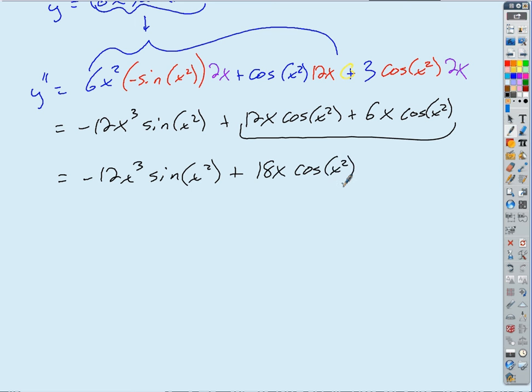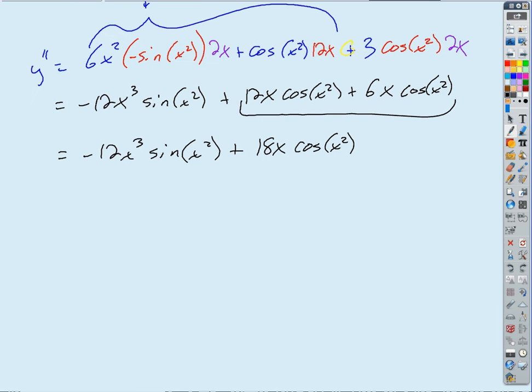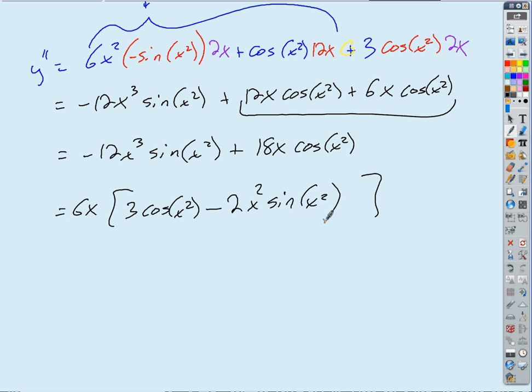So what can we do then? I guess we could factor out a 6x if we wanted to. I always put the positive term first, so the negative acts like an operation instead of just a sign out front. That makes sense? I mean, you don't have to do that, it's just personal bias. So then that would give us 6x times 3 cosine x squared minus 2x squared sine x squared. That's about all we can do.